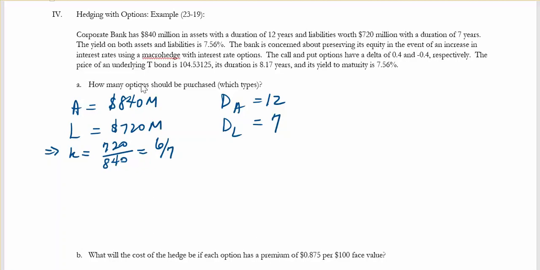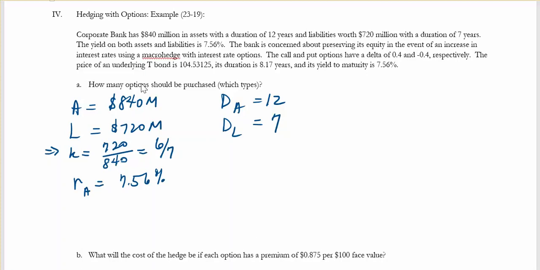Okay, reading on, we're actually told, it's kind of a weird assumption, that the yield on both assets and liability is 7.56%. So I'm just going to call it RA. And the bank is concerned about preserving its equity in the event of an increase in interest rates using a macro hedge with interest rate options. The call and put options have a delta of 0.4 and negative 0.4 respectively.